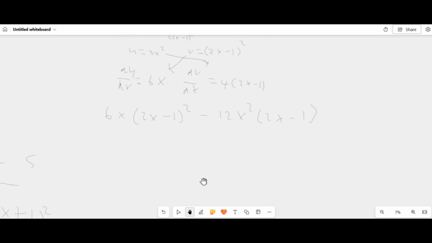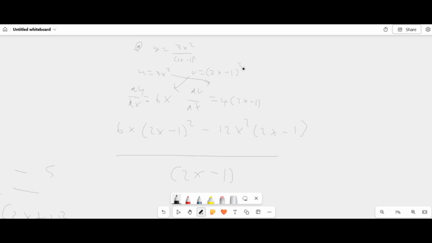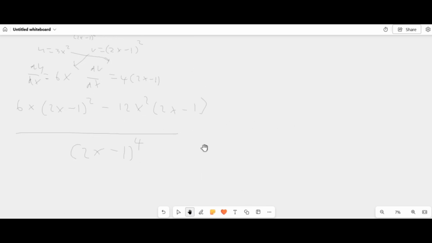All of that over (2x - 1) squared. But it's already squared, so we need to square that again. That's going to come to power 4. Alright, expand the top here.